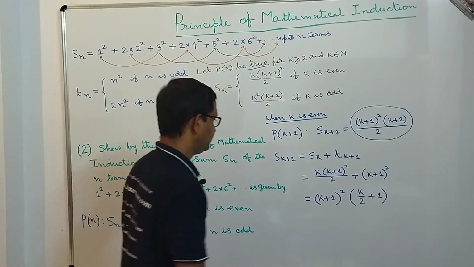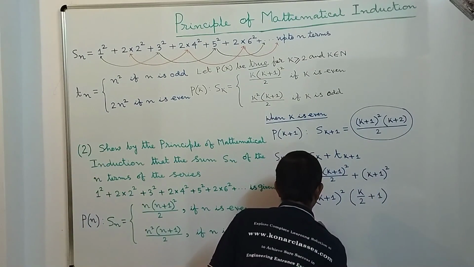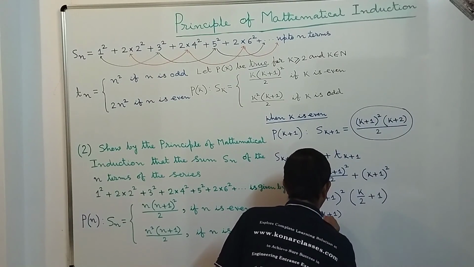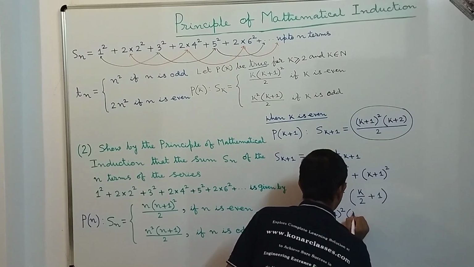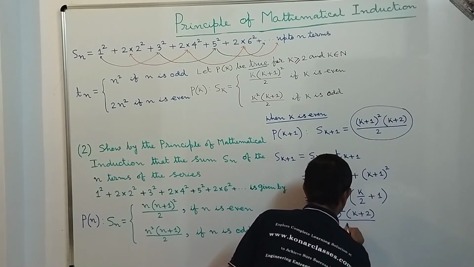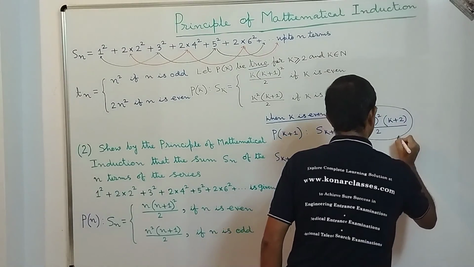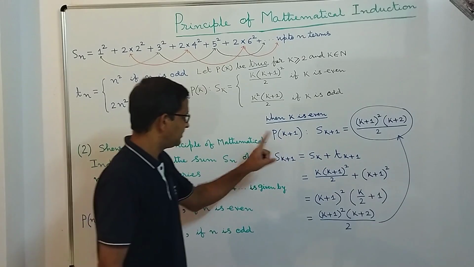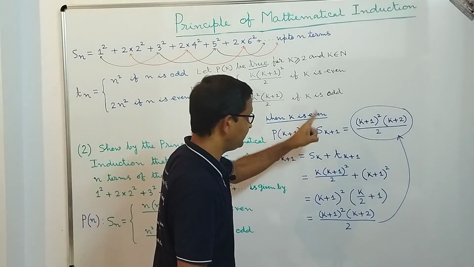Correct? So that is equal to what? That is equal to k plus 1 whole square into k plus 2 divided by 2, which is nothing but this one. Correct or not? So that means what we prove is that pk plus 1 is true when k is even.